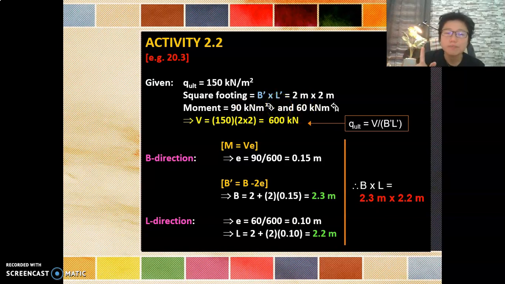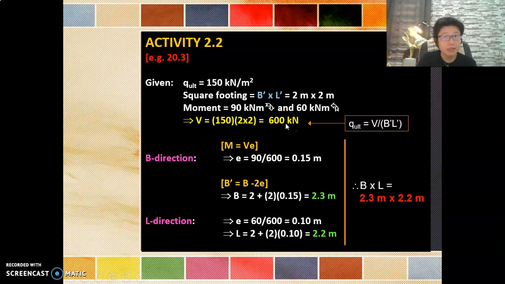So first thing first, I need to know what is my V, because I know M equals VE, right? So I need to derive my V here. How do I derive my V? I'm being given the Q ultimate, so I know Q ultimate is simply V divided by B prime L prime. That's the size of the effective foundation. So I know my Q ultimate, I know my B prime L prime. Can I find my V? I can do that, right? It's algebra. 150 Q ultimate multiplied by the surface area B prime L prime, I get 600.